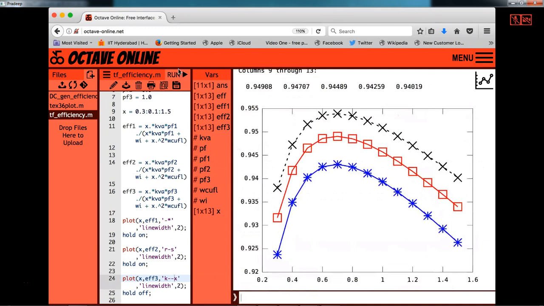So now you are able to see the blue colored line is the efficiency with 0.8 power factor. The red colored line is efficiency with 0.9 power factor, and the black colored line is efficiency with unity power factor. So you can see as the power factor improves, the efficiency of the transformer is also improving. So it is good to operate the transformer at a higher power factor instead of at a lower power factor. That is another interesting point that you can get from this particular graph. As the power factor improves, efficiency also improves. So again, any doubts on this?